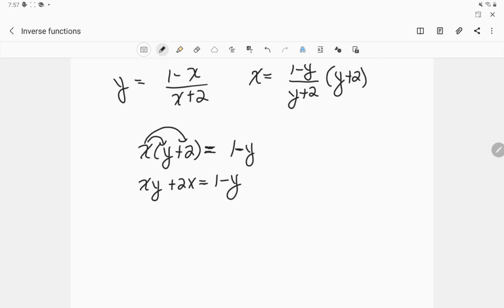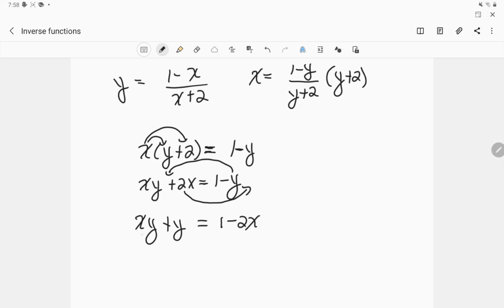And like I just said, you've got y's on both sides of the equal sign, and that's a problem. So what I'm going to do is move any piece that has a y to one side of the equal sign, and any piece that doesn't have a y in it to the other side. So I'm going to take this y and move it over here. So I have xy plus y. This 2x doesn't have a y in it, so I'm going to move it over here. So I'm going to have 1 minus 2x. So what that does is it gets all your y's on one side with no fractions anywhere.